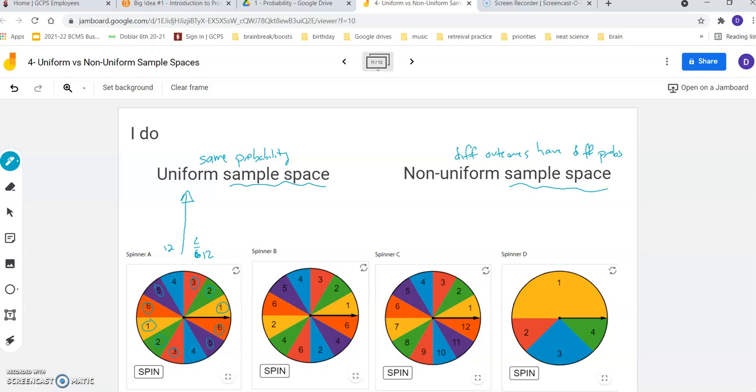Let's look at spinner B. Same 12 sections, no difference there. Are they all the same probabilities? So let's see. So I see 1, 1.